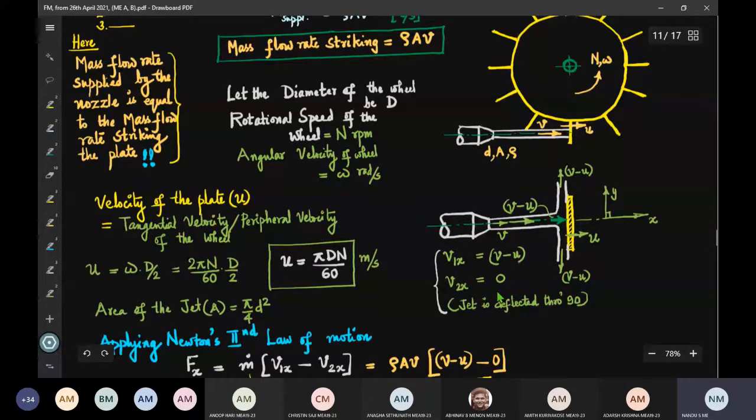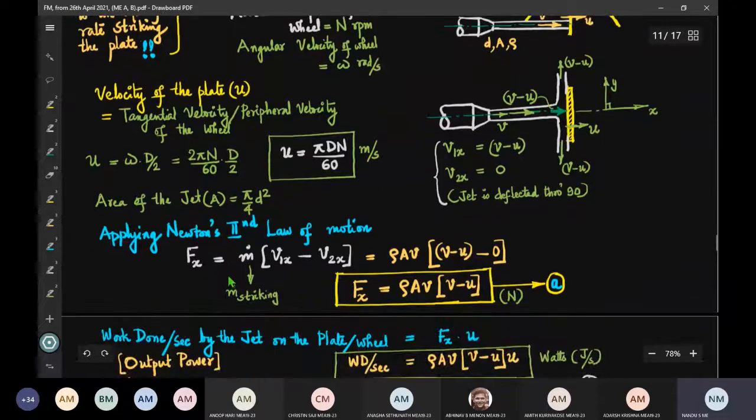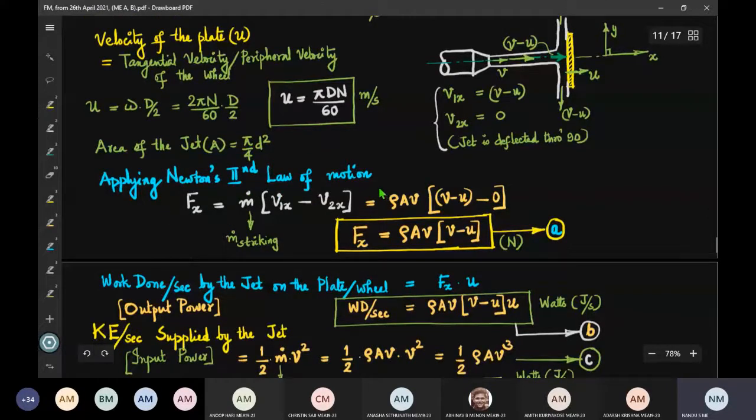And what about V2x? The jet is deflected through 90 degrees, and the deflected jet has velocity in the y direction. So its x component, the velocity of the deflected jet in the x direction, V2x, is 0. If you substitute, by applying Newton's second law of motion, the force Fx is m dot into V1x minus V2x, and the mass flow rate striking, as we said, is rho A V, into V minus U minus 0. V1x is V minus U, V2x is 0, and the mass flow rate striking is rho A V. It is the same as the mass flow rate supplied.